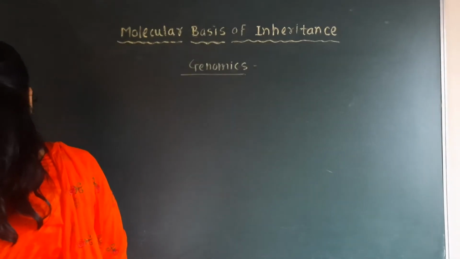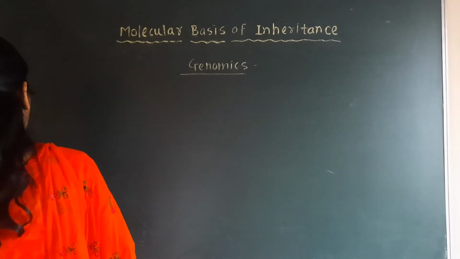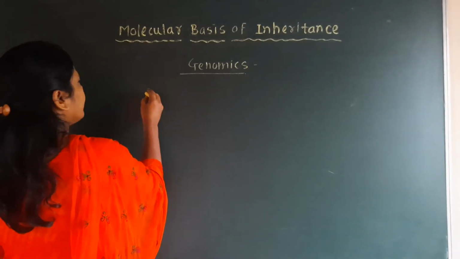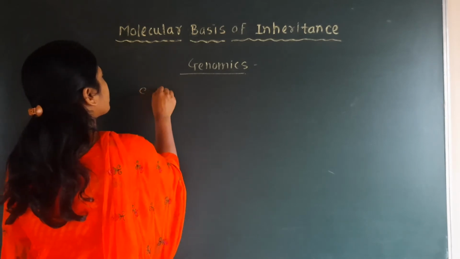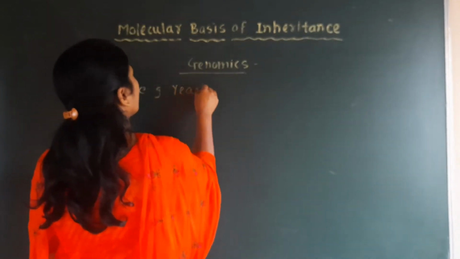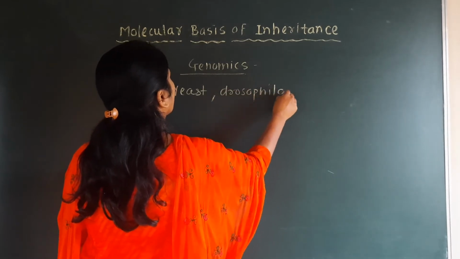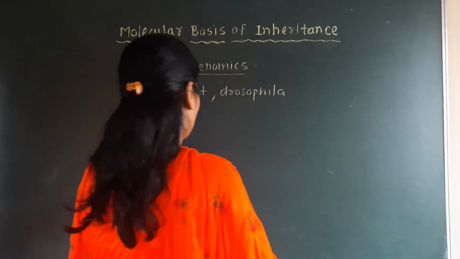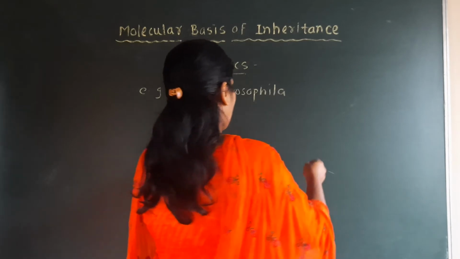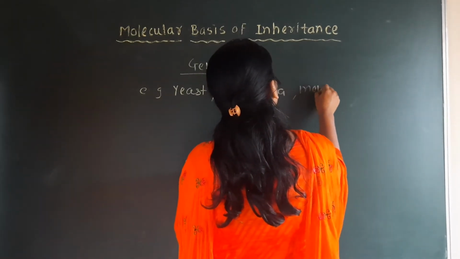So next to it, what is there? Some examples are given here: yeast, Drosophila, and the next animal is mouse.